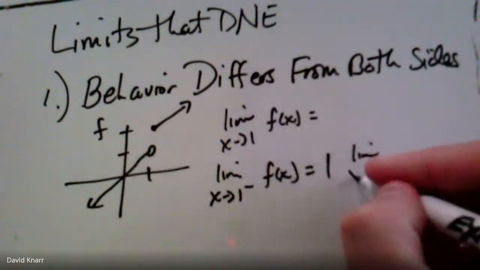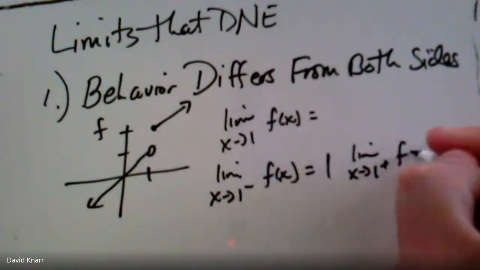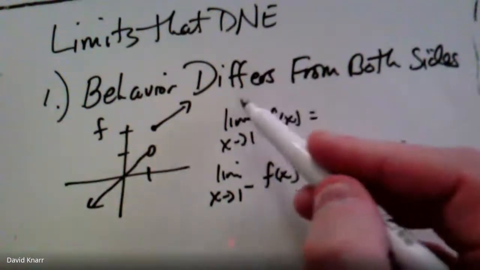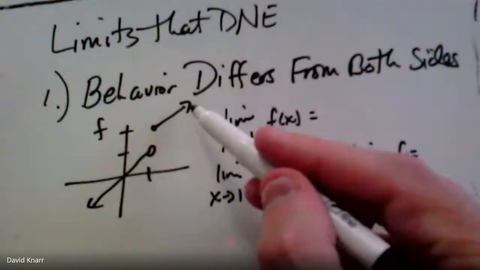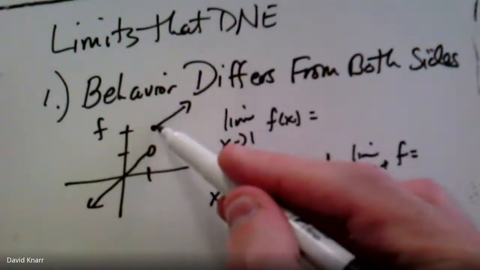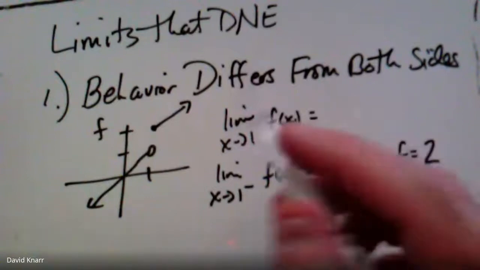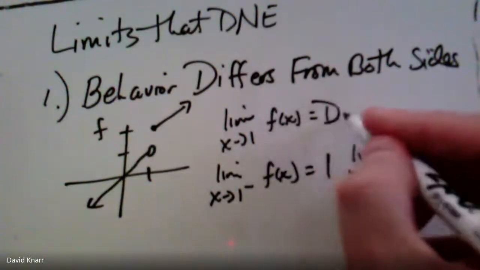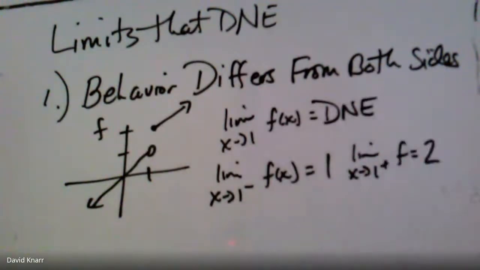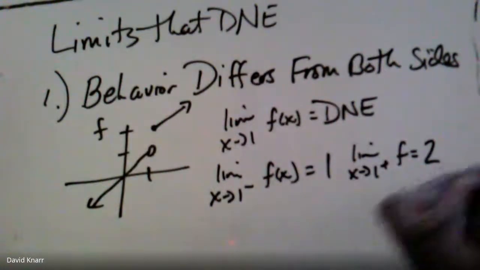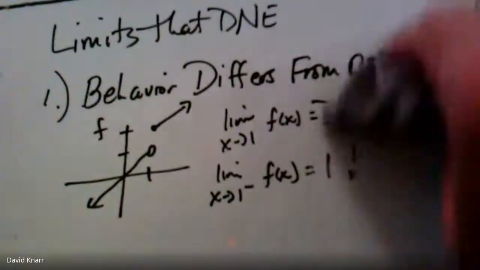If I ask you then to calculate the limit as x goes to 1 from the right, I'd come in this direction, so I'd start on this path, work my way down, and I'm approaching the y value of 2. These two limits are not the same from the left and from the right, so we would say that this limit as x goes to 1 of f of x simply does not exist. That is the first type of limit that does not exist. The behavior differs from both sides, which is what we saw yesterday.